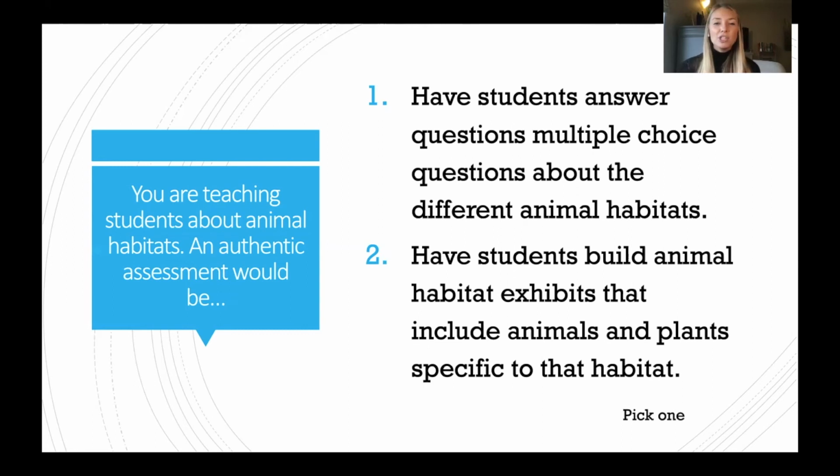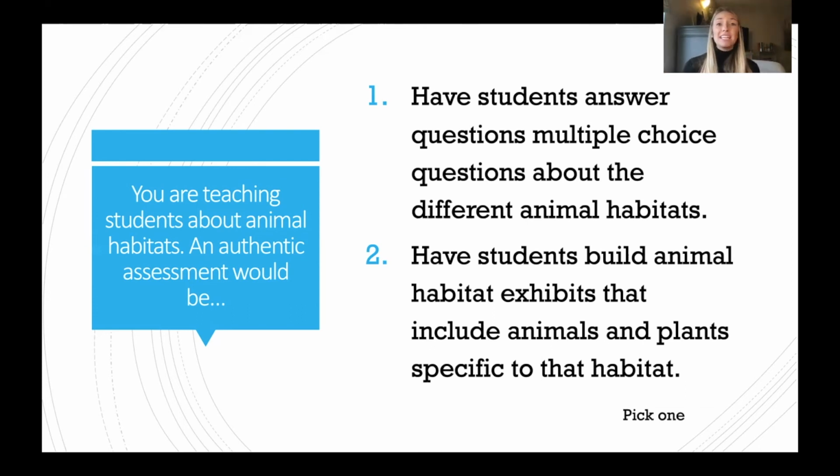Awesome. So number two, building animal habitat exhibits would be a great authentic assessment. This is something that I've actually done in my classroom. After we've explored different kinds of animal habitats, students were able to choose whichever one was their favorite, and they were able to actually build those habitats in our classroom with tools that I brought in and tools that they brought in from home, which included animals, it included plants that lived there.